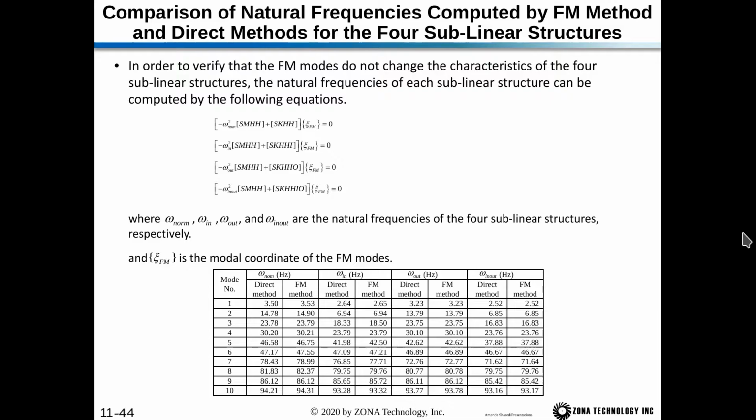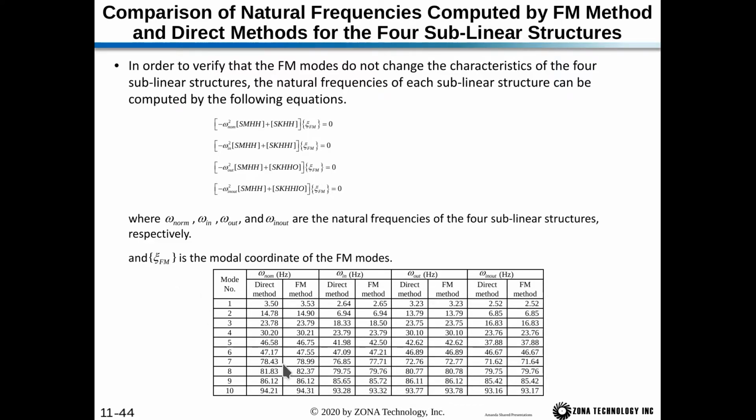And next we'll do a comparison of natural frequencies computed by the fictitious mass method and the direct methods for the 4 sublinear structures. In order to verify the fictitious mass modes do not change the characteristics of the 4 sublinear structures, the natural frequencies of each sublinear structure are computed in Nastran by these equations, and in ZAERO by these equations. Omega normal, omega in, omega out, and omega in out are the natural frequencies of the 4 sublinear structures, and CFM are the modal coordinates of the fictitious mass modes.